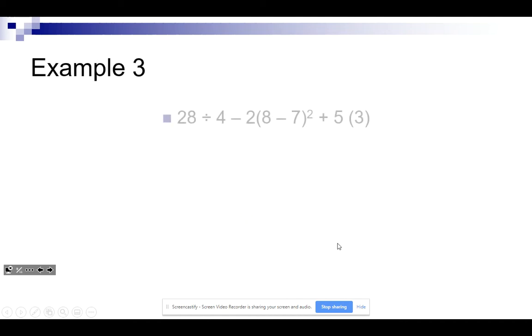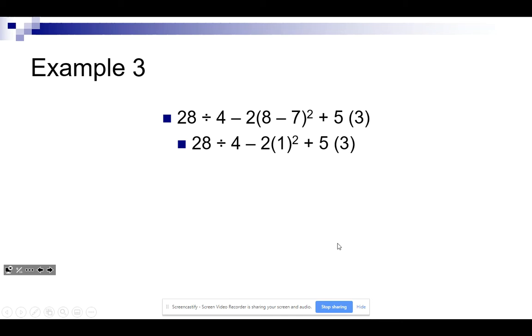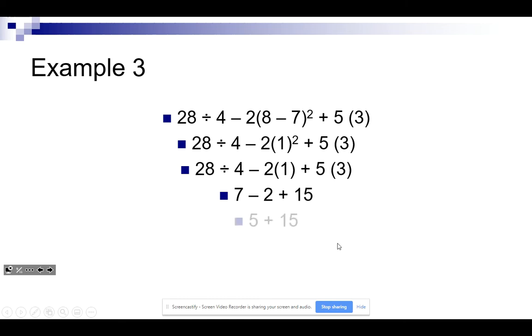Here's example number 3. Again, in order, taking care of the parentheses first. 8 minus 7 is 1, followed by taking care of an exponent. 1 squared is 1. Then I'm going to take care of multiplication and division at the same time, going from left to right. 28 divided by 4 is 7. 2 times 1 is 2. 5 times 3 is 15. Then I will take care of the subtraction and addition going from left to right. 7 minus 2 is 5. And then 5 plus 15 is 20.